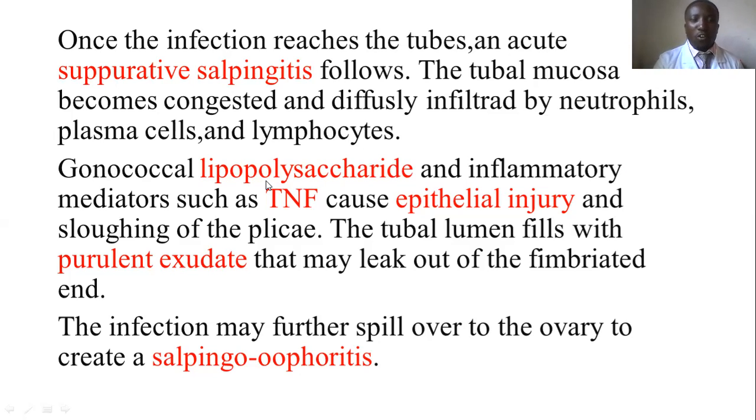So we see gonococcal lipopolysaccharide. Lipopolysaccharide is a component of the bacterial cell wall, particularly of the gonococcal Neisseria gonorrhoeae bacteria. So gonococcal lipopolysaccharide and inflammatory mediators such as tumor necrosis factor, in this case tumor necrosis factor alpha, together cause what we call epithelial injury.